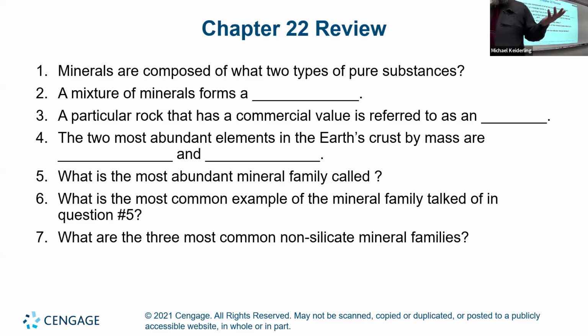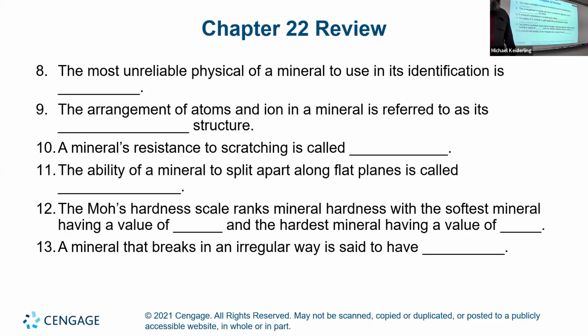The three most common non-silicate mineral families are the carbonates, the sulfates, and the oxides. I might not have those in the right order. And there's also the sulfides, and there's the sulfates. I get those confused. One is just sulfur, and one is a sulfide ion, which is SO4. I mean it's sulfur and oxygen.